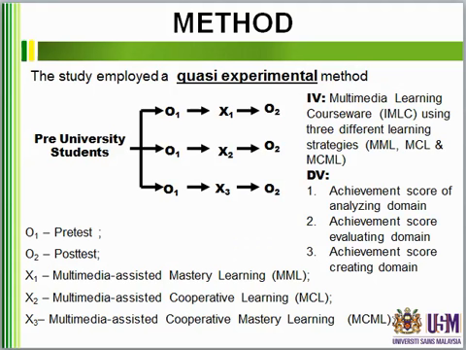So the method that we used, we employed the quasi-experimental method, whereby we have one independent variable, which is the multimedia learning courseware, but using 3 different learning strategies. We have 3 dependent variables, which are the achievement scores for the analyzing domain, evaluating domain, and creating domain.